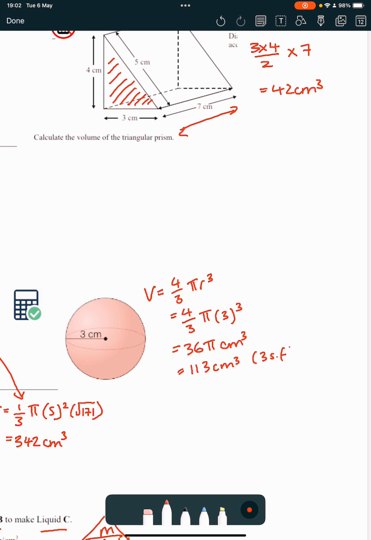Just bear in mind they could ask you, say, for a hemisphere in the exam, which would be like half of a sphere. So we'd have to divide our answer by 2, or a quarter sphere.